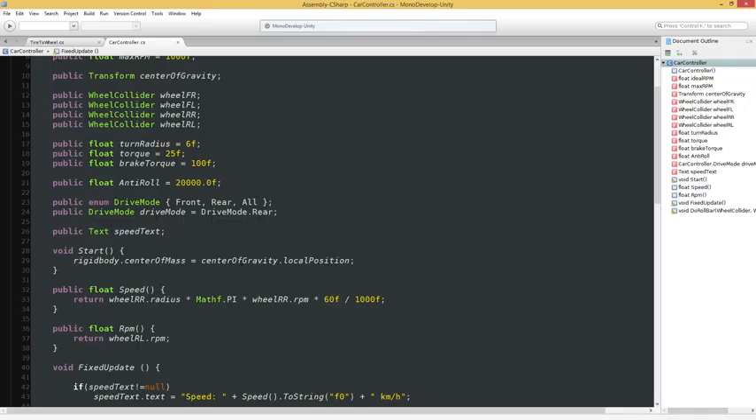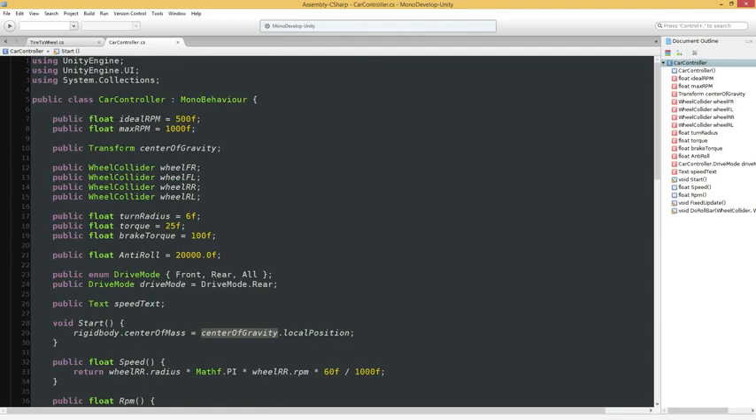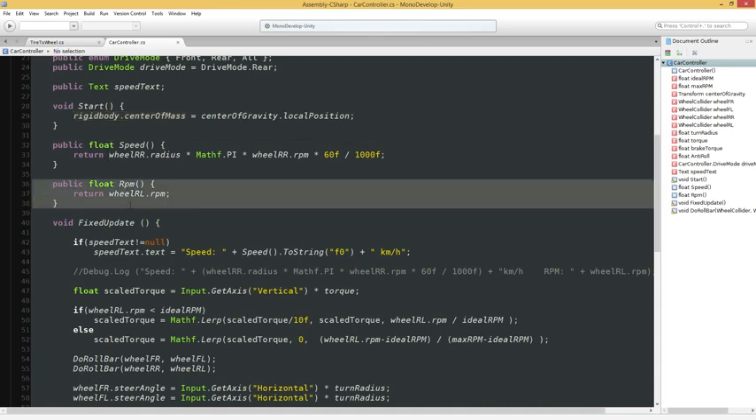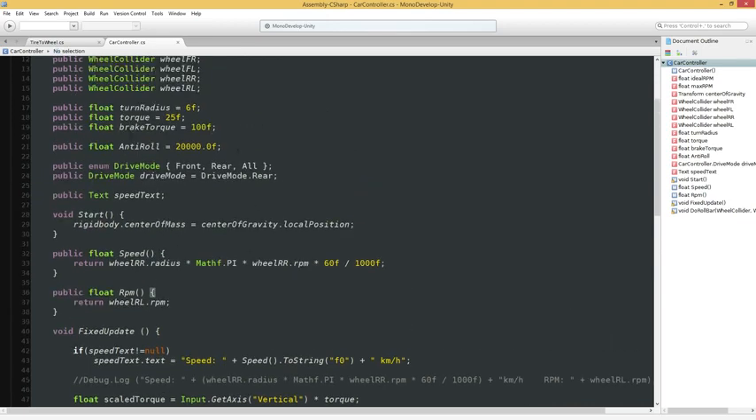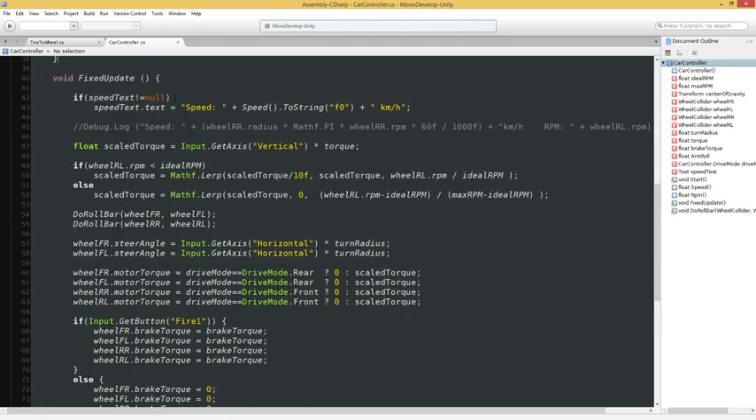So if we look at the actual code, this is where I set the center of mass based on that center of gravity transform that I passed to the script. I set the rigidbody center of mass there, and then we forget about it. A couple of functions return my current speed and my current RPM, and again, that's based on the wheel RPM, not the engine. A lot of engines would have a max RPM of, I don't know, 6,500, maybe even more if it was a Formula One car or something crazy like that. And the fixed update is where all the real work happens.